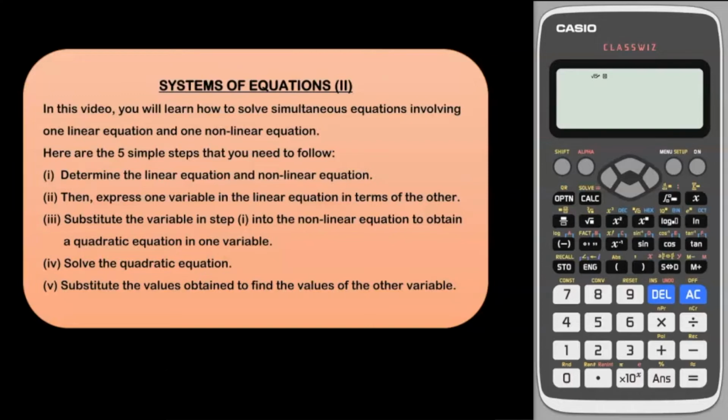Here are the 5 simple steps that you need to follow. First, determine the linear equation and the non-linear equation. Second, express one variable in the linear equation in terms of the other. Third, substitute the variable in step 1 into the non-linear equation to obtain a quadratic equation in one variable. Fourth, solve the quadratic equation. And lastly, substitute the values obtained to find the values of the other variable.